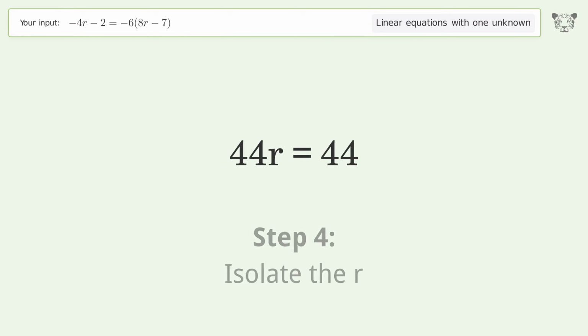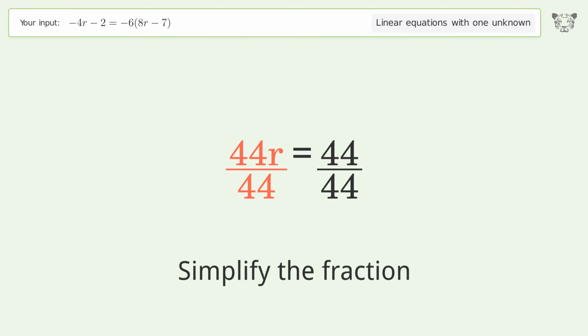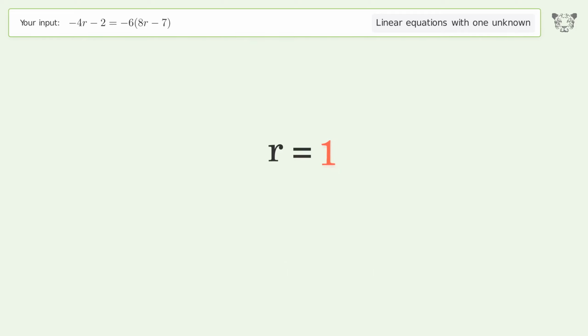Isolate the r. Divide both sides by 44. Simplify the fraction. And so the final result is r equals 1.